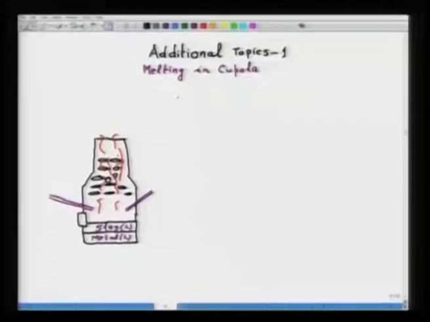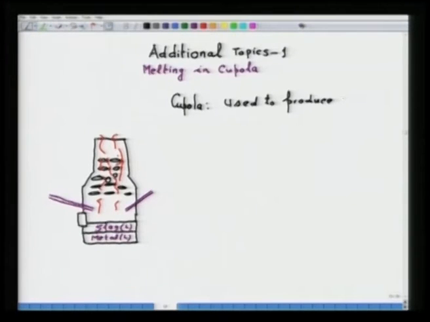The first additional topic is melting in cupola, because as all of you know, pig iron, when it is produced from the blast furnace in the cast form, is not useful at all. In the foundry, the pig iron is melted in order to produce castings of cast iron. So, cupola is used to produce castings of cast iron in foundry.